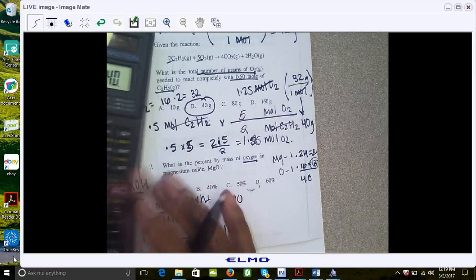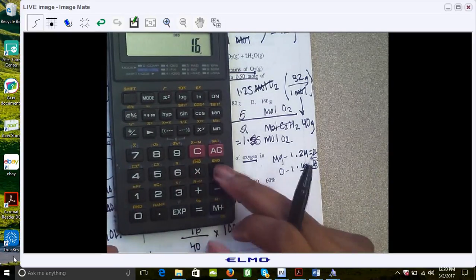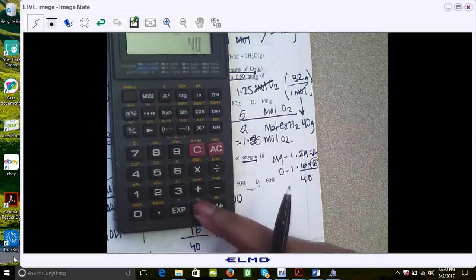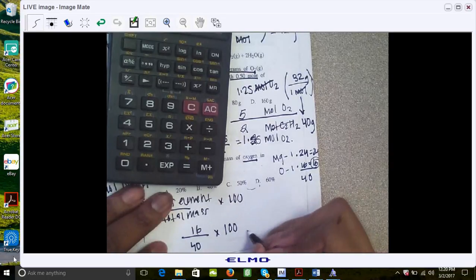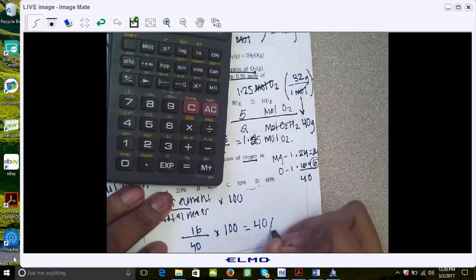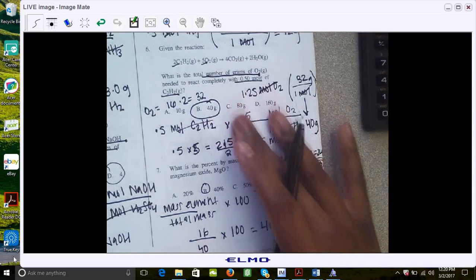So I'm going to do 16 divided by 40, and times 100 is going to give me 40%. Okay, so those are the solutions for 1 to 7.